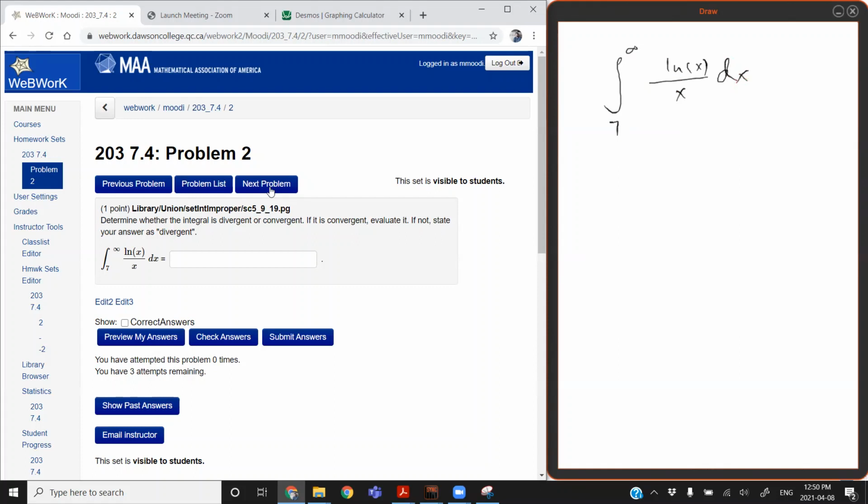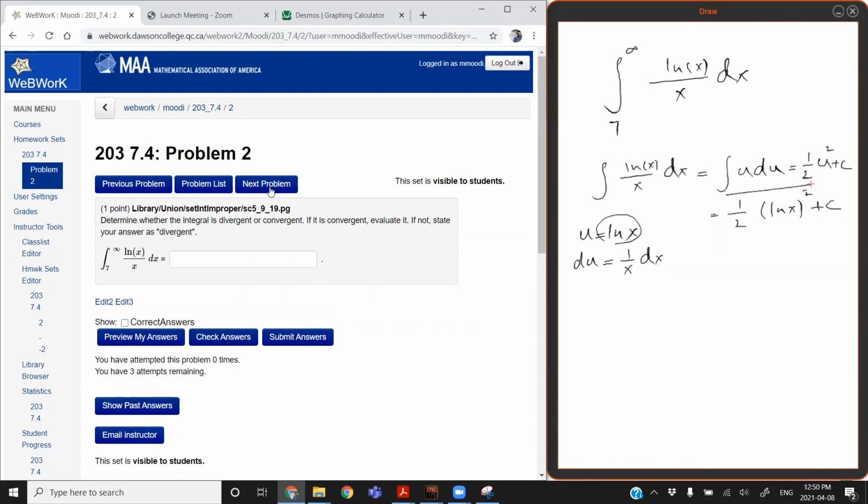So as you suggested, I'm going to just first take care of this as an indefinite integral. I take u to be ln of x, and then du is going to be 1 over x dx. So this is going to be integral of u du, which is going to be 1 over 2 u squared plus c. Replacing u with whatever u is, you get 1 over 2 ln of x squared plus c. So now you can use this as the antiderivative.